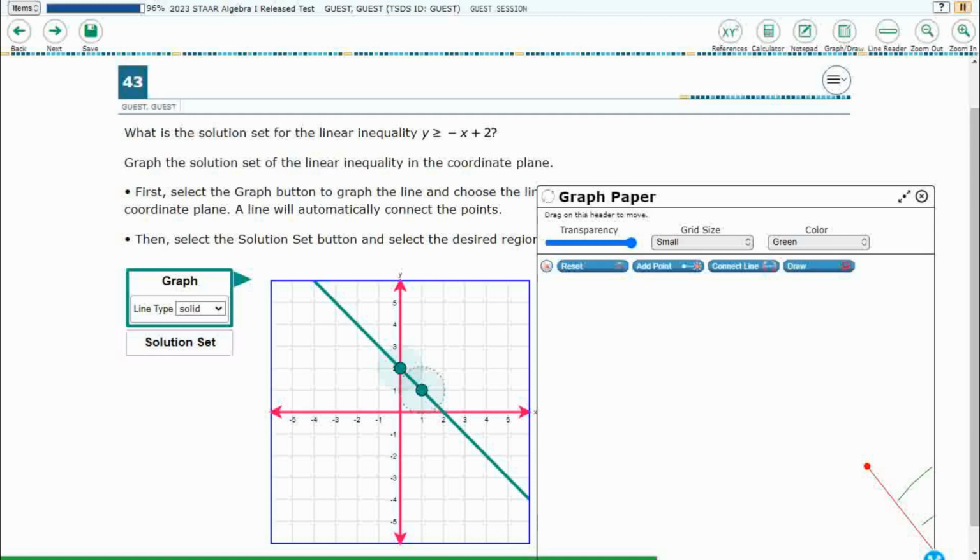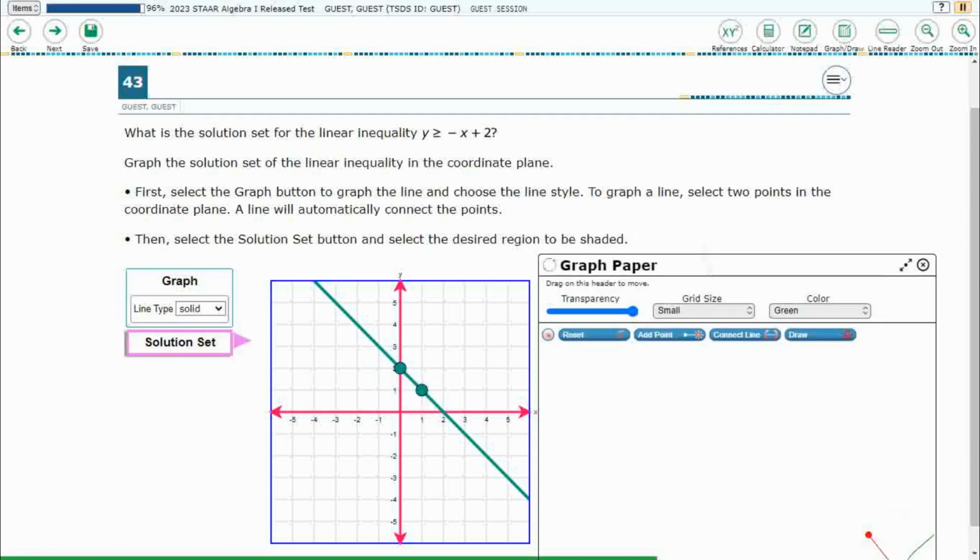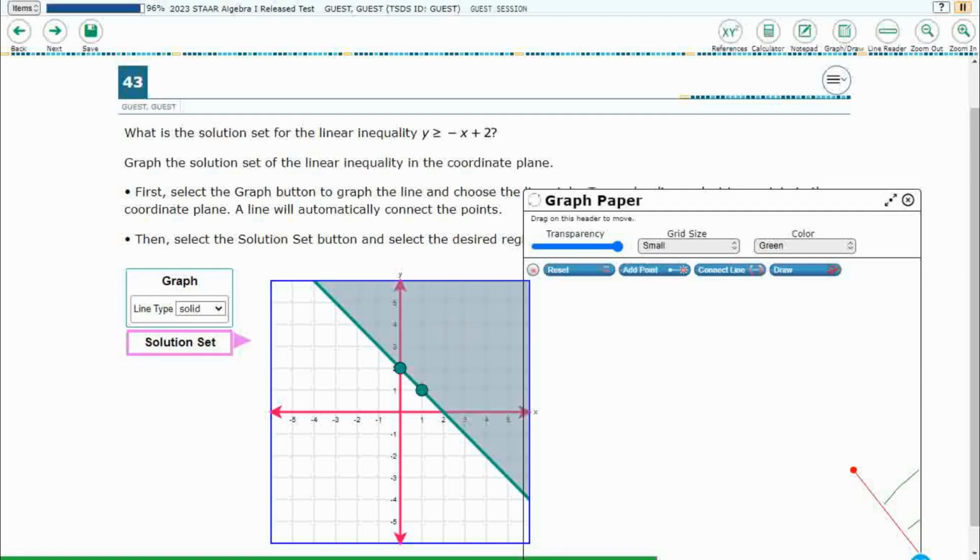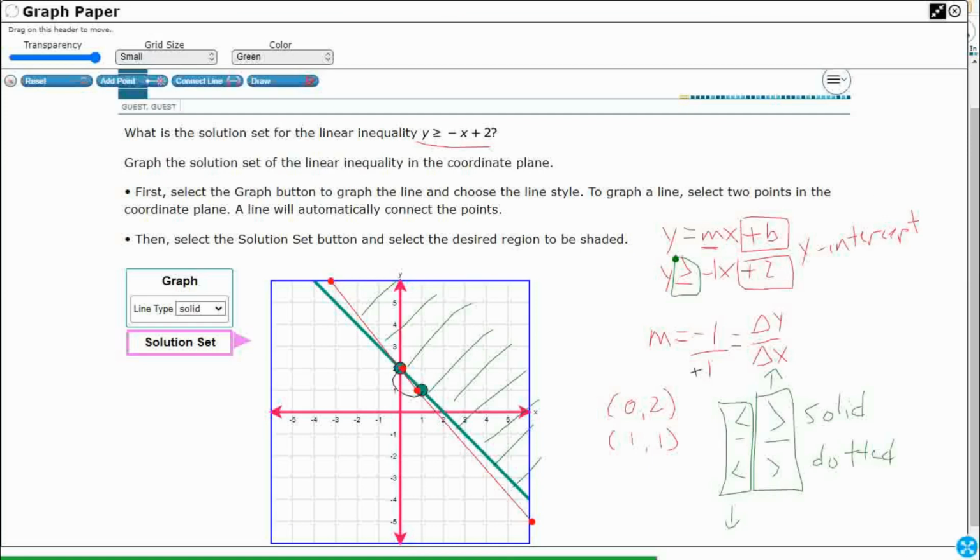Now I need to select the solution set, and then I need to select above, see if that matches. Right? If I wanted to select below, I can select it below, but I do want it to be above. And yeah, that looks like it matches. That's my answer.